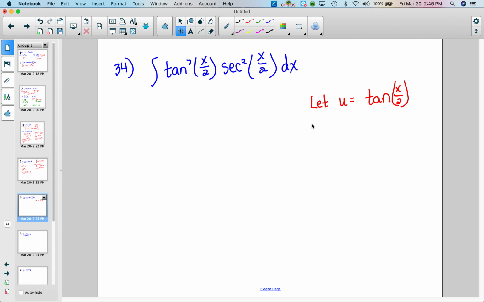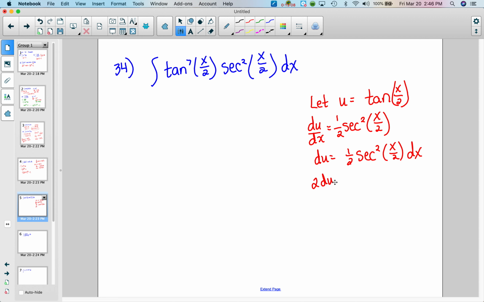Okay, so then we would have, and I'm going to do this in 2 steps, so du dx would be secant squared x over 2, and then because of the chain rule, we have to multiply by the derivative of x over 2, which is 1/2. So then we get du equals 1/2 secant squared x over 2 dx, but I don't have a 1/2 up here, so multiply both sides by 2 and we get 2 du equals secant squared x over 2 dx. So now we have it set up to just do our substitution.